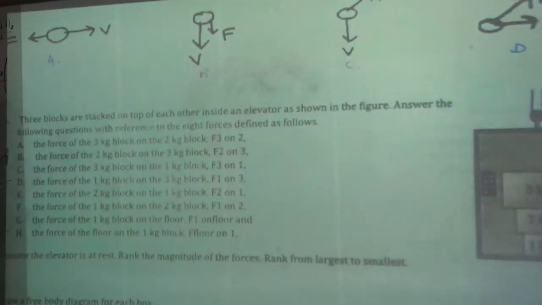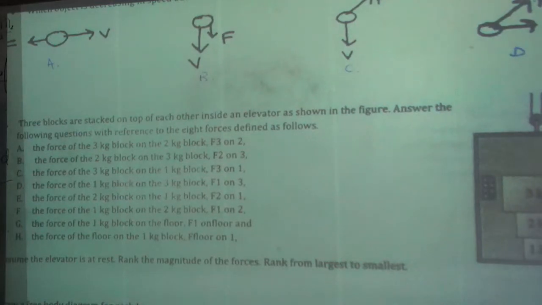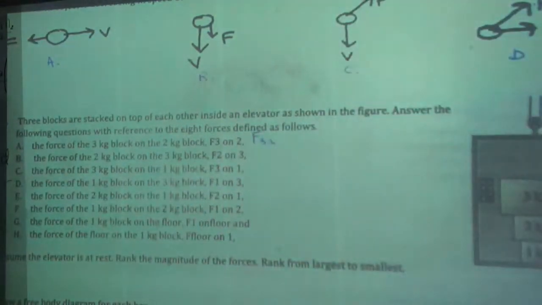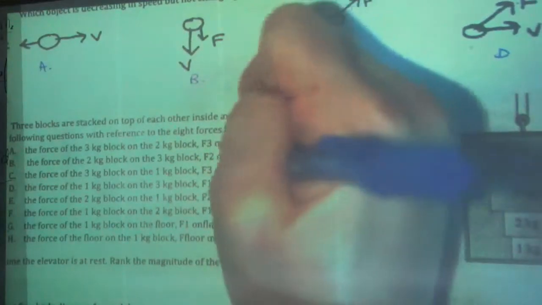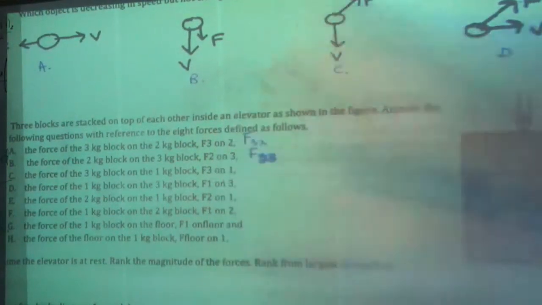All right, number 9, we've got 3 boxes stacked on top of one another in an elevator, and we want to, oh gosh, lots of different forces, rank the forces from largest to smallest. So first, let's decide which of these forces are equal to each other. So for number 9, it says the force of the 3 on the 2. So I'm going to call that F3 on 2. And then P is the force of 2 on 3.